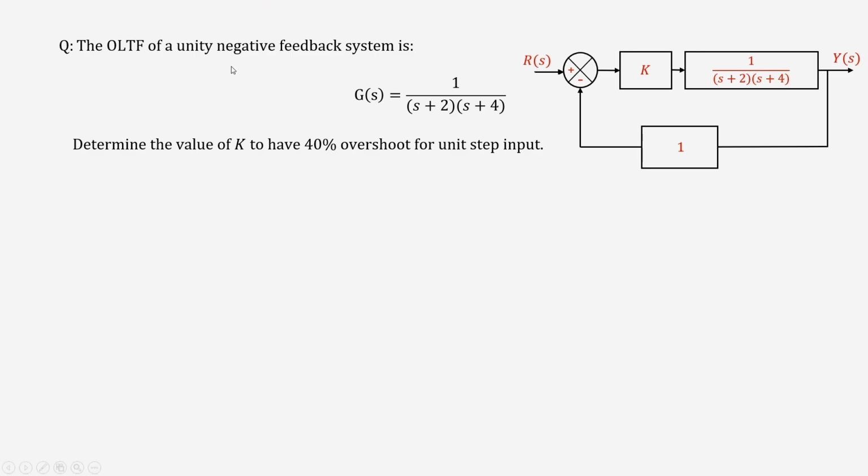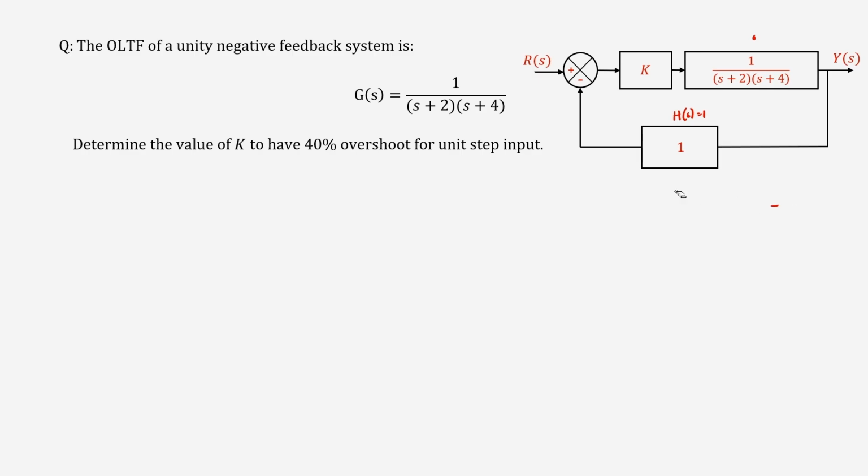Now the open loop transfer function of a unity negative feedback system is given by this. As soon as this is said, you should understand the open loop transfer function. Remember, the open loop transfer function is G(s) into H(s). In this case H(s) is equal to 1 and G(s) is equal to this.